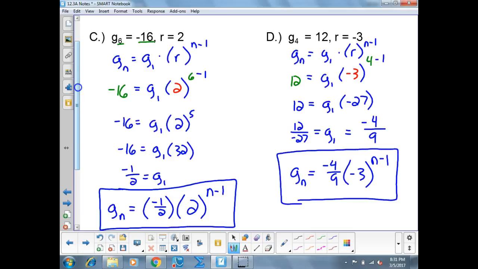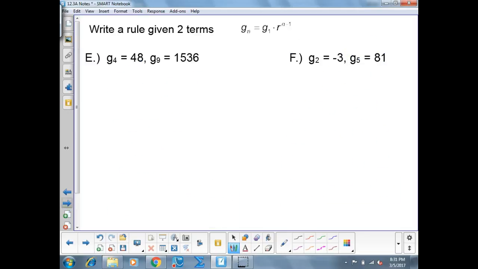Okay. Last one, I'm going to show you one of these and how to do those. We're actually going to do F there, and then I want to show you a special case one, and then we'll be done for the day. So, I have my rule, G sub n. In the first one, negative 3 is equal to my first term times r to the 2 minus 1 power, or negative 3 is just G sub 1 times r.